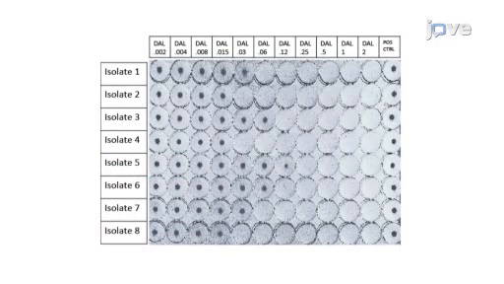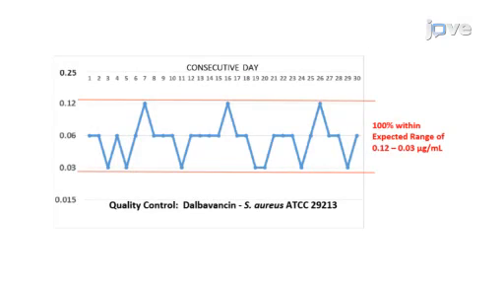The plate is then incubated for 16 to 24 hours and examined to determine the minimum amount of dalbavancin required to inhibit bacterial growth. Adherence to this standardized method will assure consistent results with both clinical isolates and, as shown here, quality control isolates.